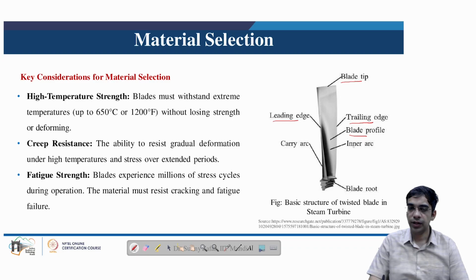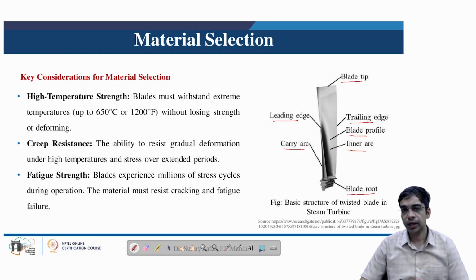The blades are often twisted to create this complex geometry to efficiently extract energy from the steam, which gives this inner arc and the carry arc shape. And at the bottom we have the blade root, which is again a dovetail sort of a shape, helpful in mounting the turbine blade on the rotors.